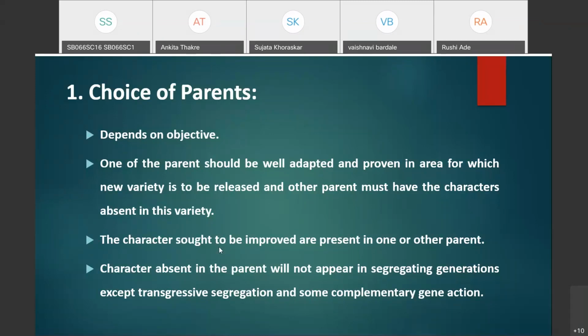Okay, that means if suppose that the plant breeder wishes to improve the disease resistance of the variety, that disease resistance capacity should be present in one or the other parent. Okay, remember that the character sought to be improved must be present in one or the other parent, and the characters which are absent in the parent will not appear in segregating generations except transgressive segregation and some complementary gene action.